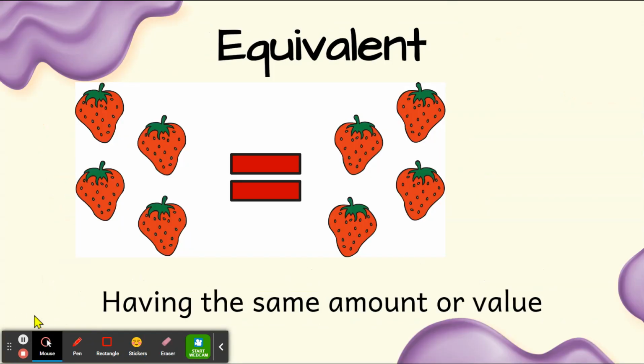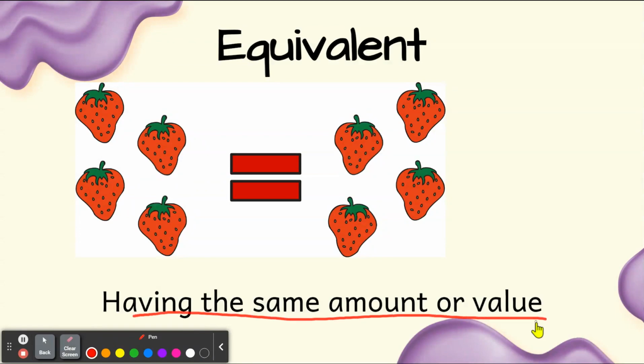And our last vocabulary word for today is equivalent. So equivalent means having the same amount or value. So here we have 4 strawberries. That is equal. That is the same amount as having 4 strawberries.